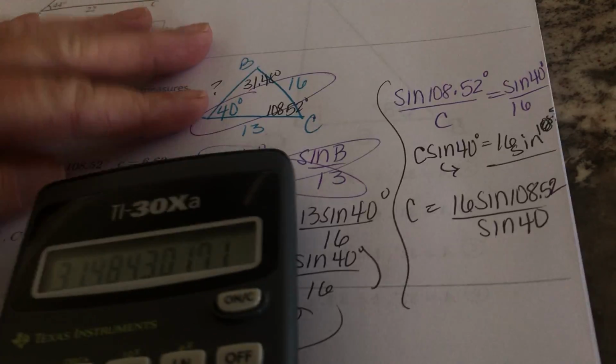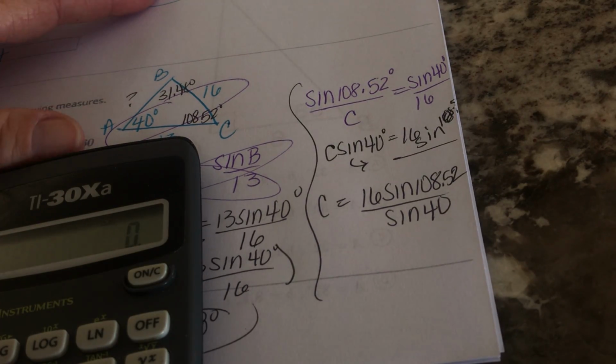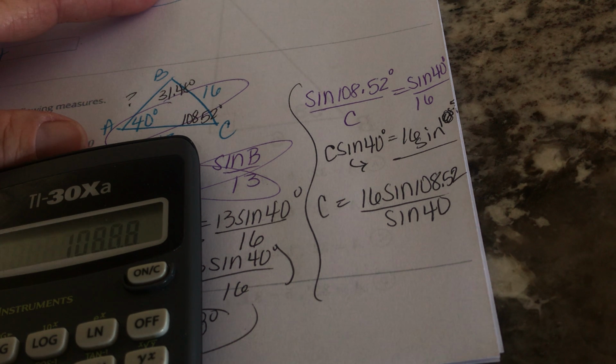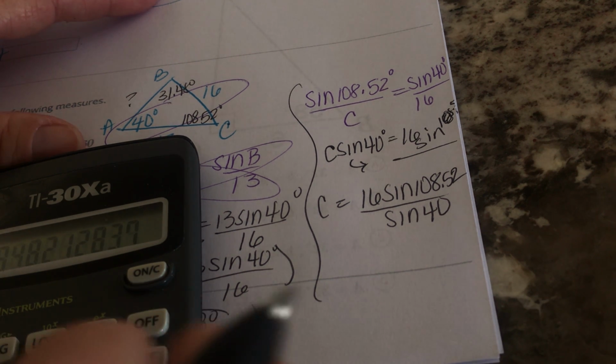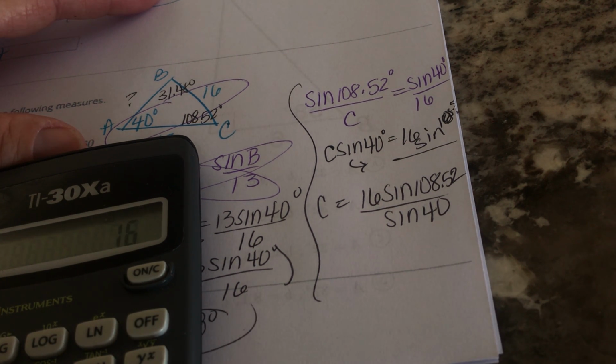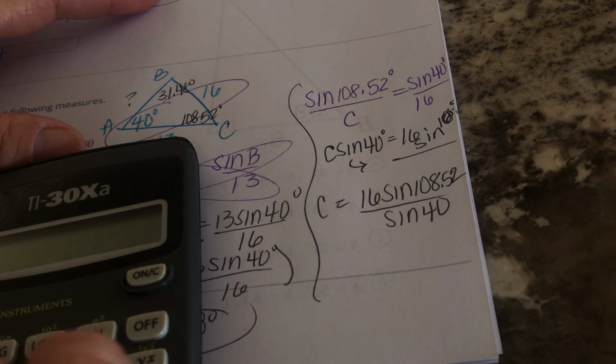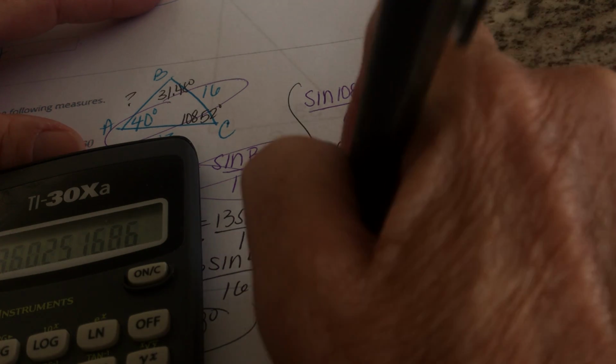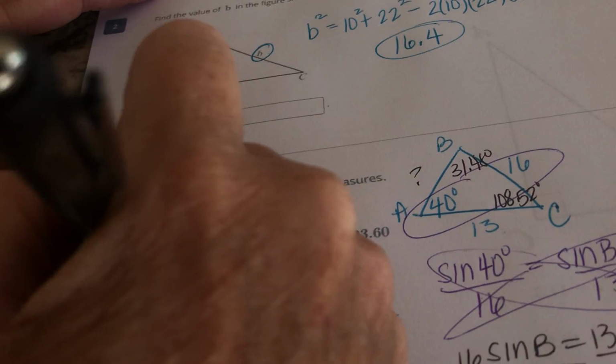So here we go on our calculators. Hit clear. I have to do 108.52 sine, times it by 16, hit equals, divided by, I have to do 40 sine and hit equals. And we get side C is 23.6. So the answer is A.